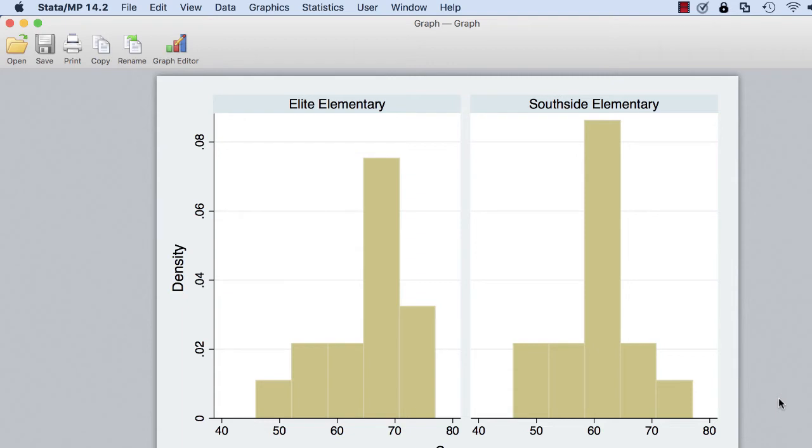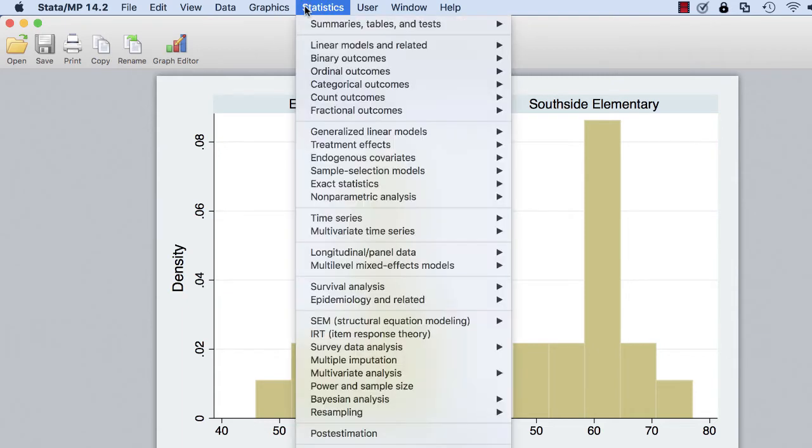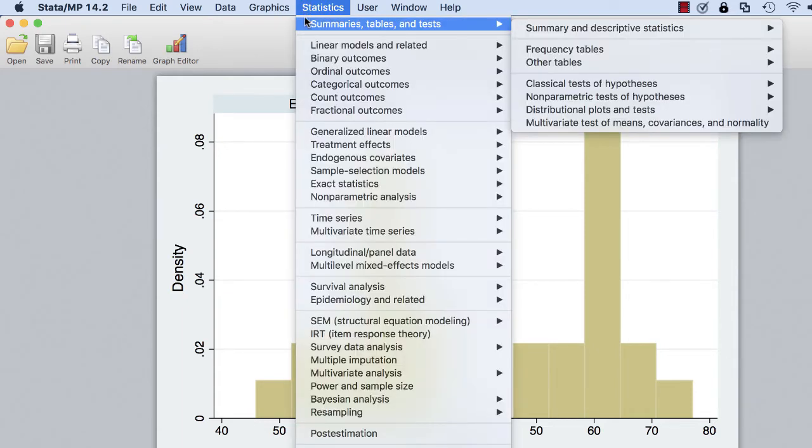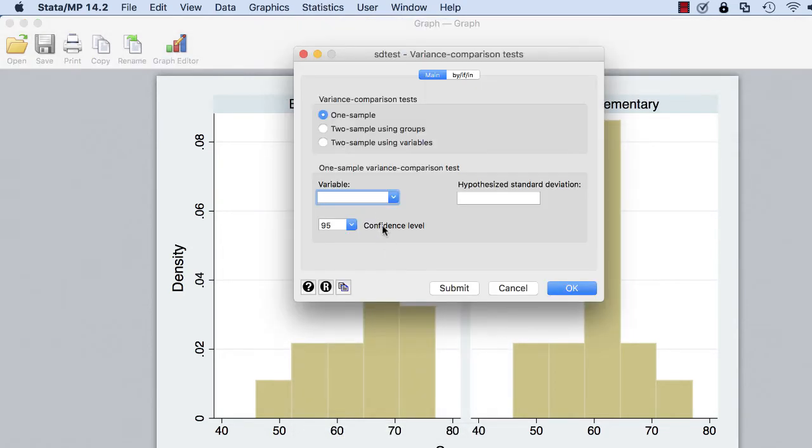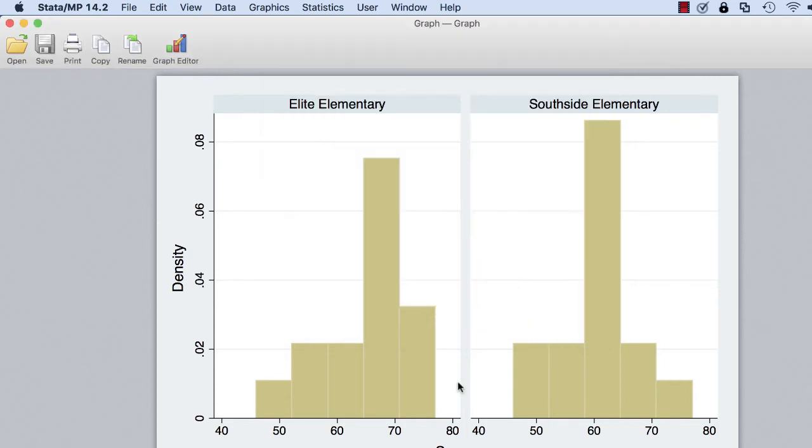Okay, but we can check for normality, and we can check for homogeneity of variances, which are two important aspects of the t-test analysis. So if we go to statistics, summary, and classical tests of hypotheses, we can look at the variance comparison tests. In this case, we want the two sample using groups, and our dependent variable is score, and our independent variable is school, and we can submit that.